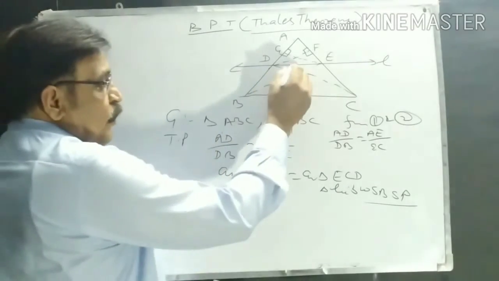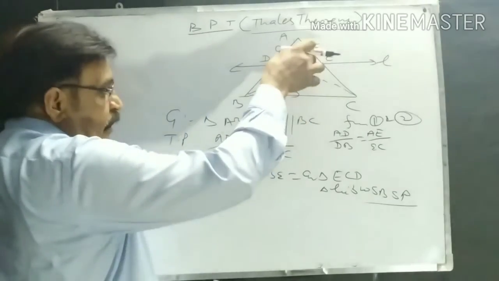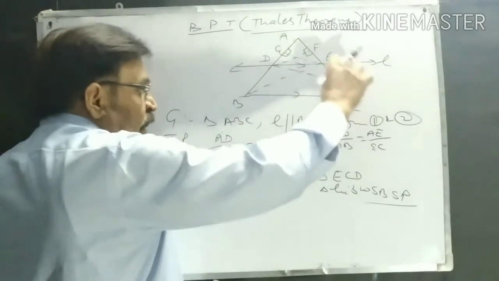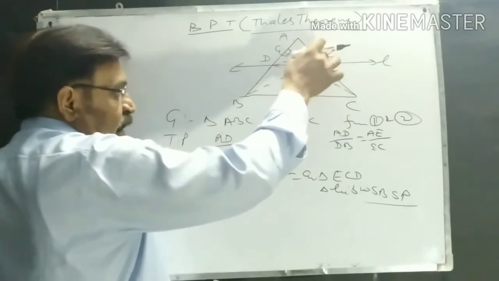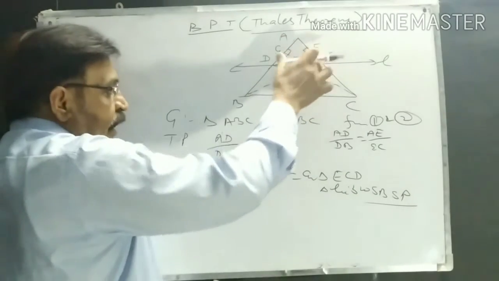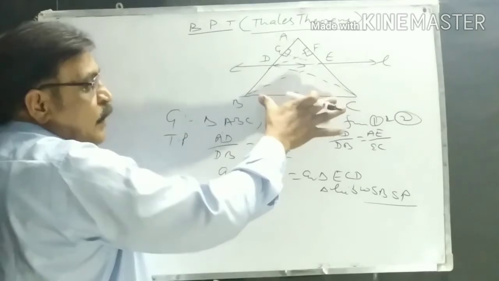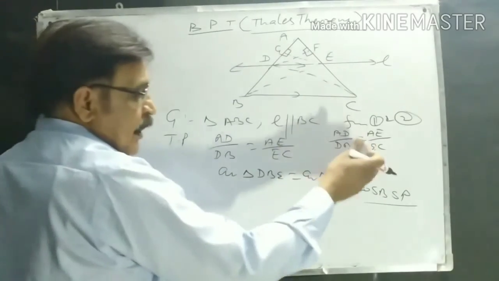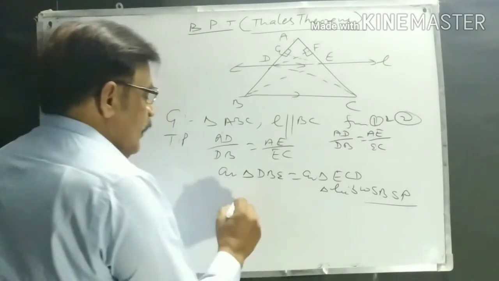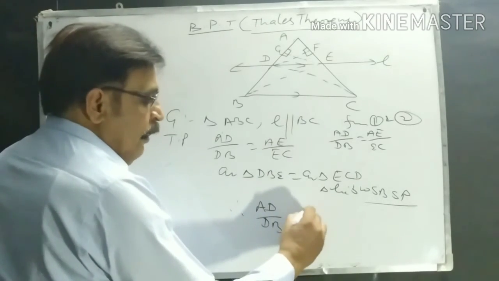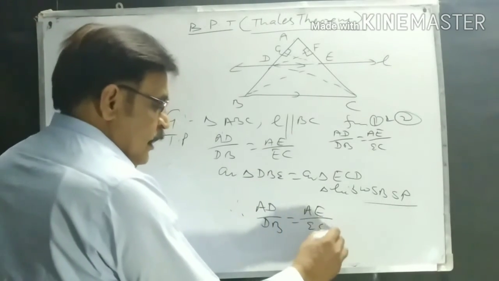How? See, this is the triangle DBE and DEC. Both triangles are on the same base. The base is DE and both lie between the same parallels. How? DE is parallel to BC. From these two, you can say that therefore AD upon DB is equal to AE upon EC.